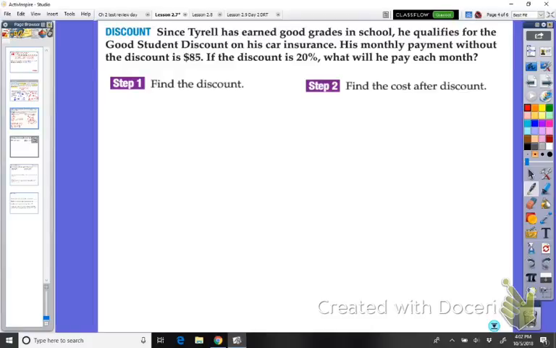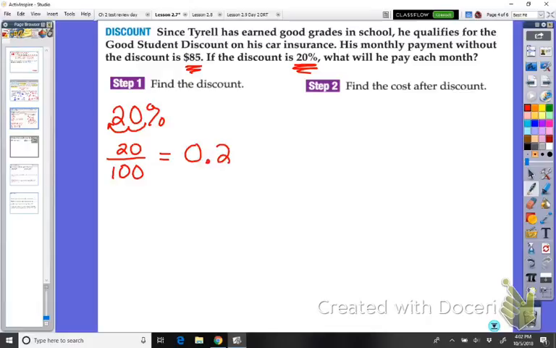A discount is a percent of decrease because it decreases your original amount. Since Tyrell has earned good grades in school, he qualifies for a good student discount on his car insurance. His monthly payment without the discount is $85. If the discount he gets is 20%, what will he pay each month? We need to find the discount and find the cost after the discount is applied. Again, our percent needs to be changed to a decimal. Move it 2 spots left, or take 20 divided by 100. You get 0.2. We need to take 20% of 85.